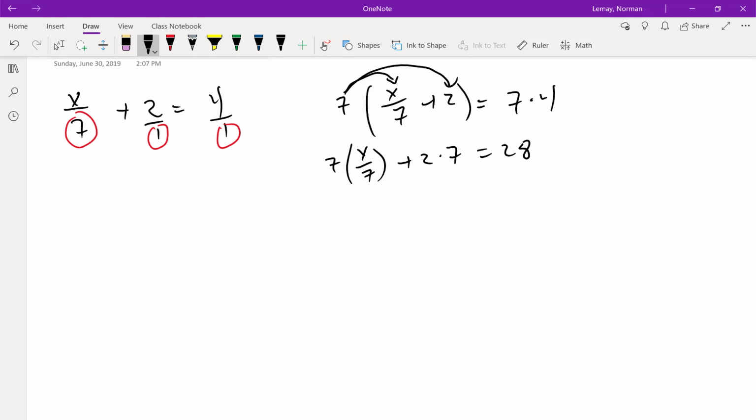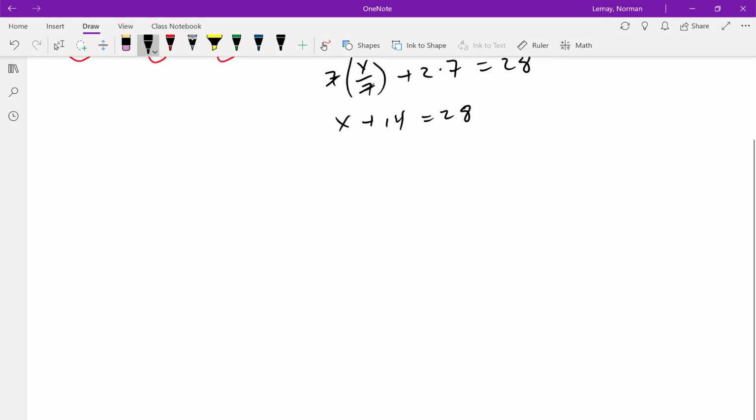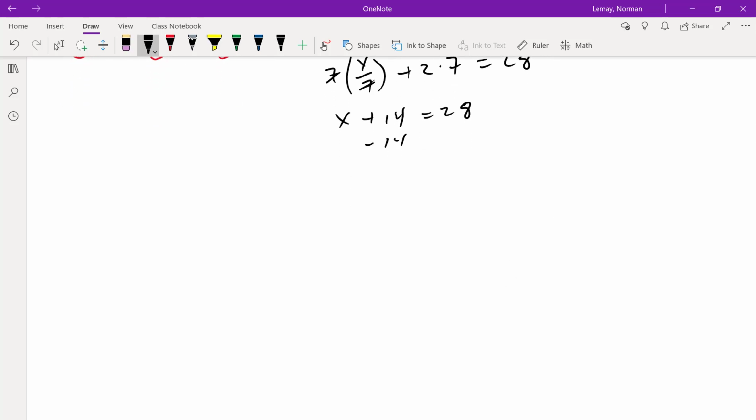So now notice that this 7 will cancel with this 7, so that leaves us with an x. And then 2 times 7 is 14, equals 28. So here we have this nice little linear equation that we can solve. So subtracting 14 from both sides. So let's just note that x equals 14.